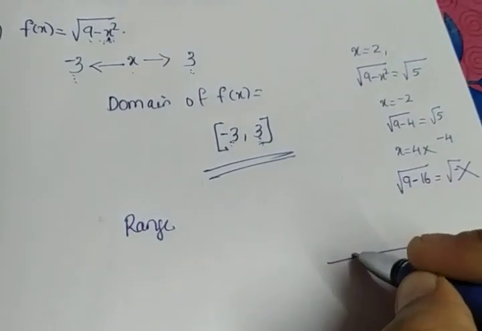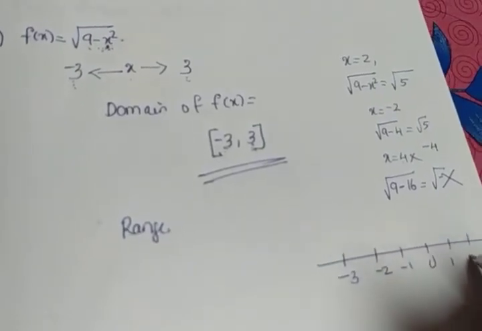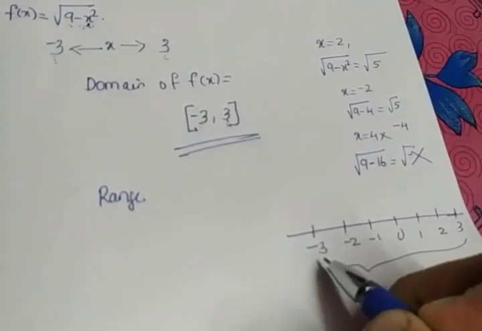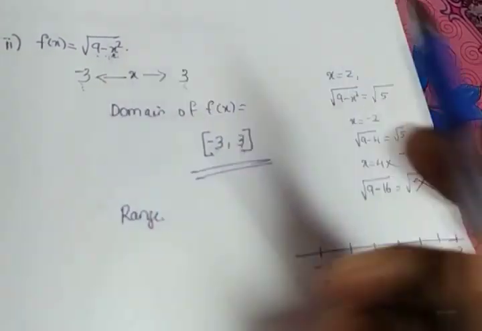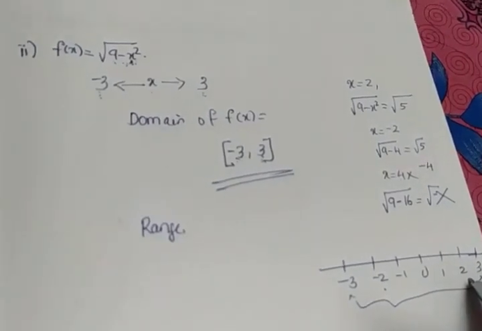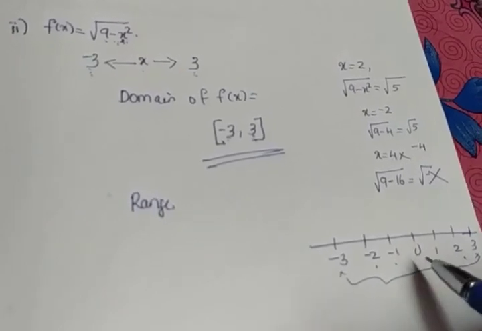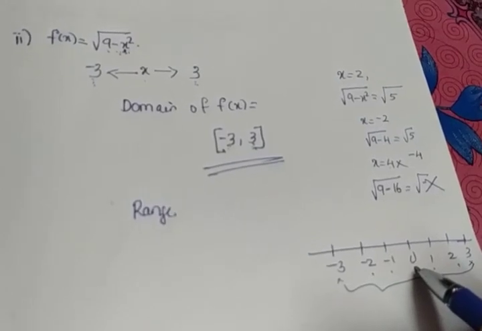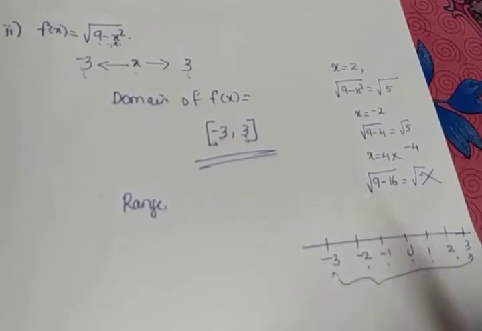Minus 3 to 3 means, if I write the real numbers, minus 3, minus 2, minus 1, 0, 1, 2 and 3. So these numbers are there in the domain. If I substitute minus 3 and 3, the same value will come since it is 9 minus x square. If I substitute minus 2 and 2 also, the same value will come, root of 9 minus 4. If I substitute minus 1 and 1 also, same thing, root of 9 minus 1. If I substitute x as 0, that will become root of 9 minus 0, which is root of 9, 3. So can you say what is the range?